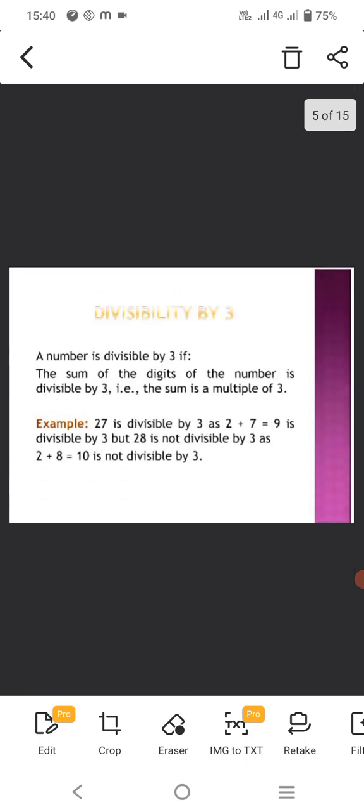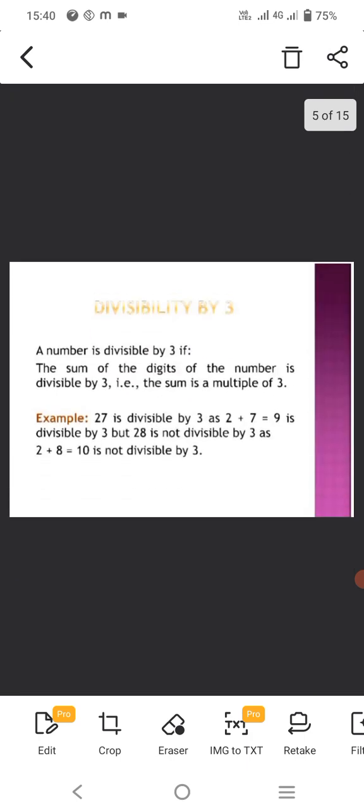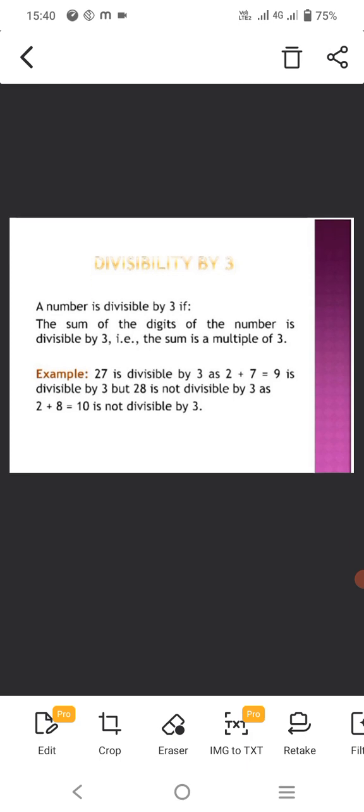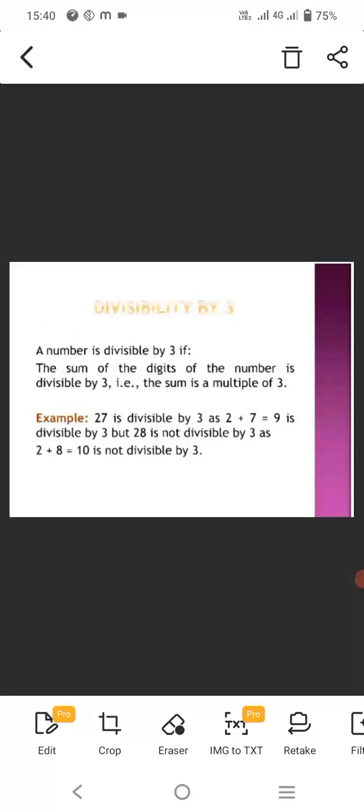Then we have to explain the next definition. Divisibility by 3: if the sum of the digits of the number is divisible by 3, then the number is divisible by 3. For example, 27 is divisible by 3, as 2 plus 7 is equal to 9, and 9 is divisible by 3. So, 27 is divisible by 3, but 28 is not divisible by 3, as 2 plus 8 is equal to 10, which is not divisible by 3.